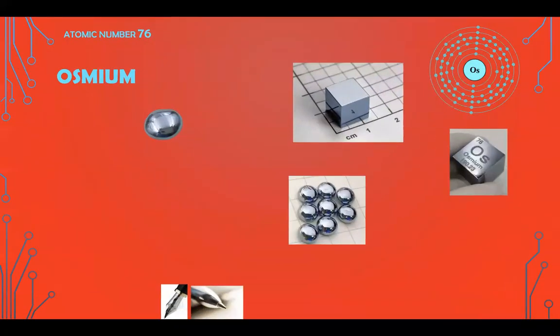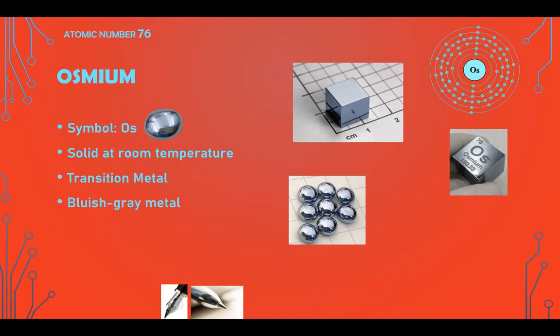Osmium, which is one of my favorite elements. Osmium symbol is Os. It's a solid at room temperature. It's a transition metal. And its color? Well, osmium is a bluish gray metal. I really like that bluish tinge of it, don't you? Osmium is the world's densest element.